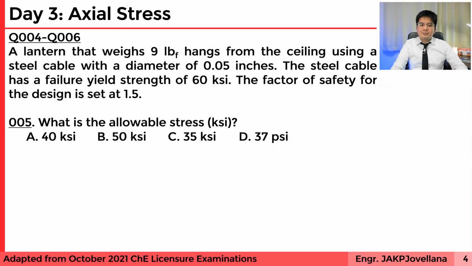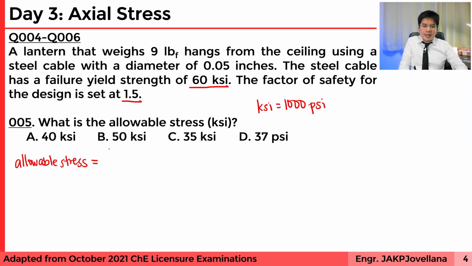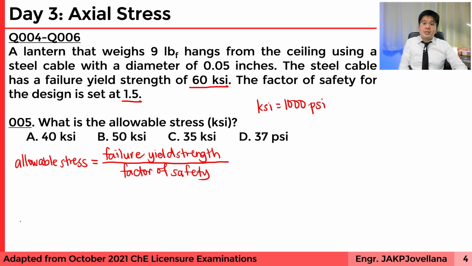For question number 5, what is the allowable stress in KSI? Recall that KSI is equal to 1000 PSI. So we are given failure yield strength of 60 KSI, and we are also given a factor of safety of 1.5. Typically, we should use the materials below its failure yield strength by accounting the factor of safety. So we can write that the allowable stress is equal to the failure yield strength divided by the factor of safety. Substituting the values, this is equal to 60 KSI divided by 1.5.